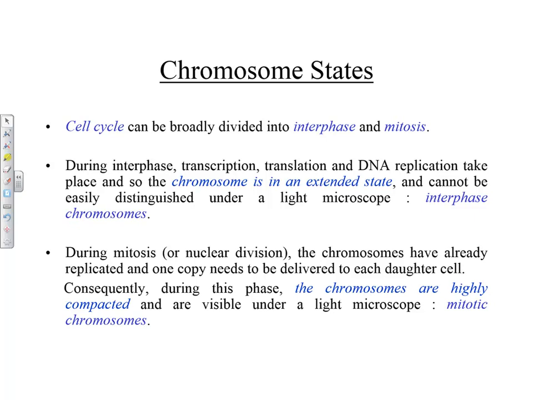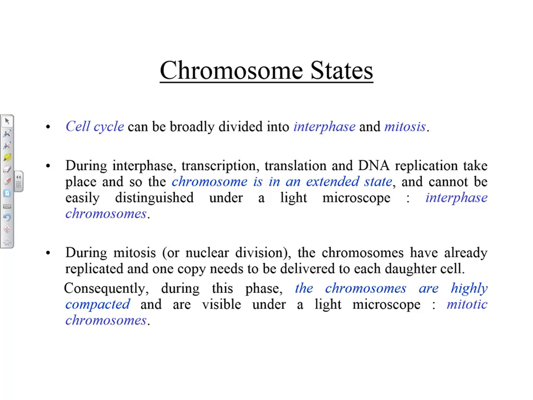Now, there'll be cell division followed by growth, then again cell division and so on. So whenever the cell is dividing, you're calling it mitosis, and the period in between each cell division is referred to as interphase. During interphase, transcription, translation, and DNA replication have to take place because the cell is growing, which means the contents have to be duplicated. And so the chromosome is in an extended state, and it cannot be easily distinguished under a light microscope. These chromosomes are called interphase chromosomes.